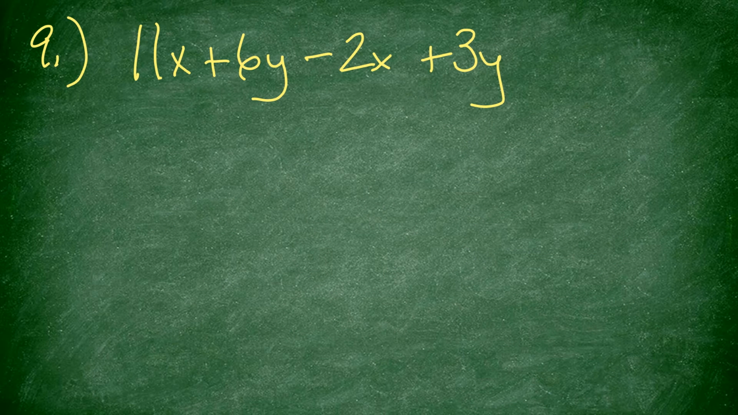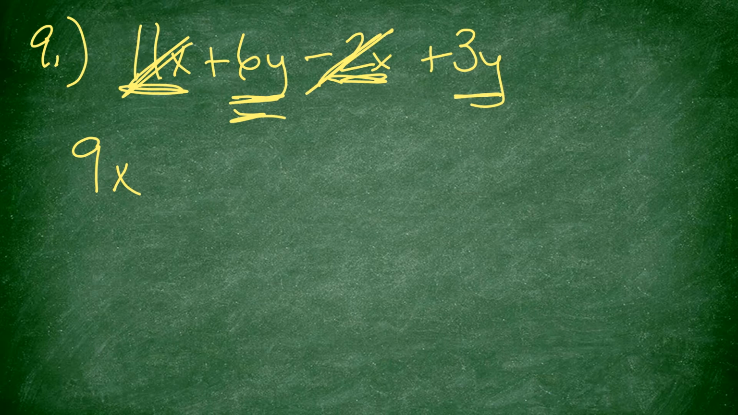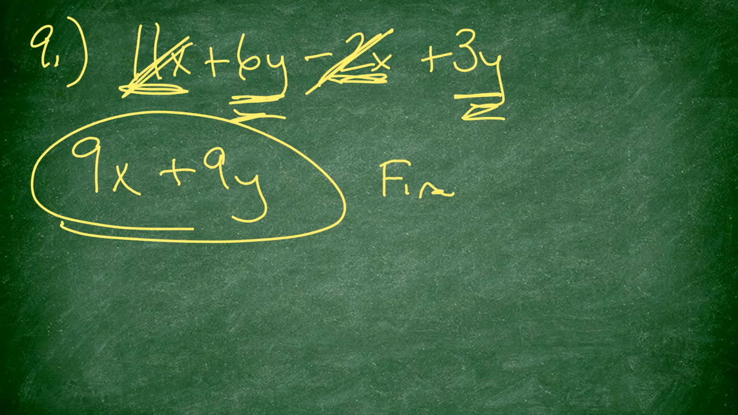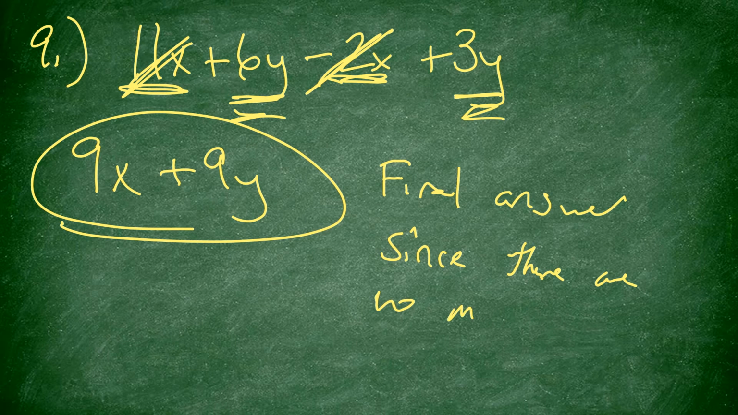All right, number 9, we have 11x plus 6y minus 2x plus 3y. Now, like terms are x's and x's. So I always start out with the first like term, and then I try to find the other one. I always underline. 11x minus 2x is 9x. Then I cross them off because they're gone. I don't want to get confused and actually use them twice. I have 6y. I have 3y. They are like terms. So I have plus 9y. That's my final answer, because there are no more like terms. Okay? That's it for number 9.